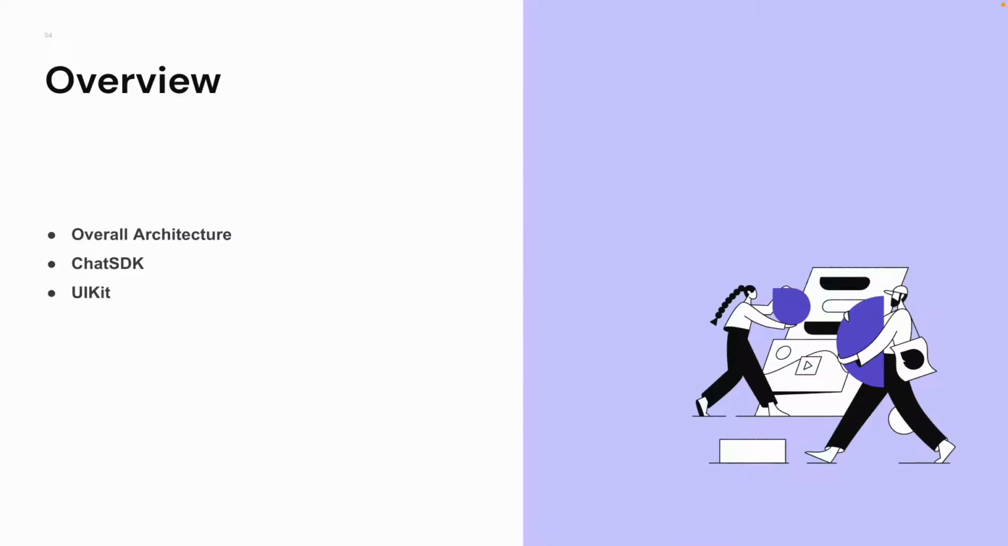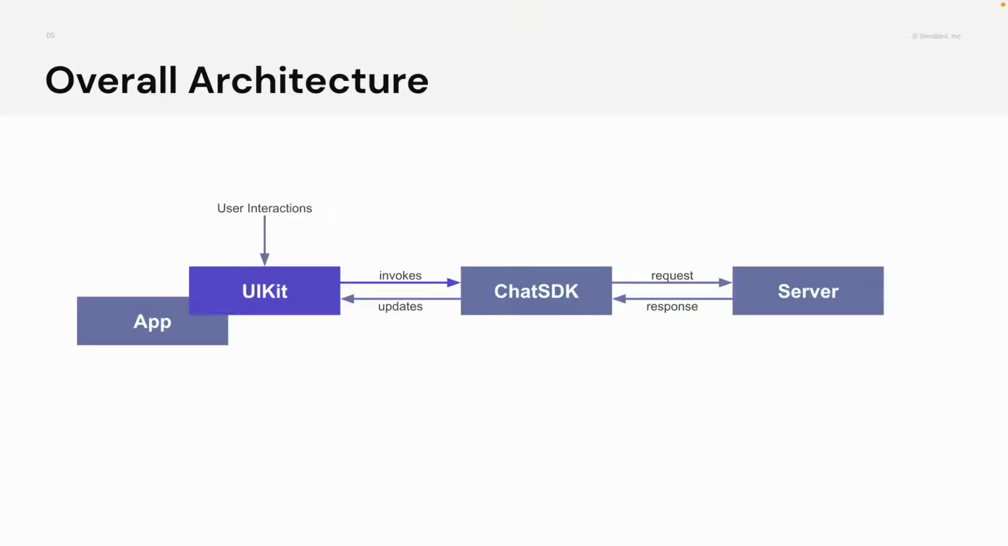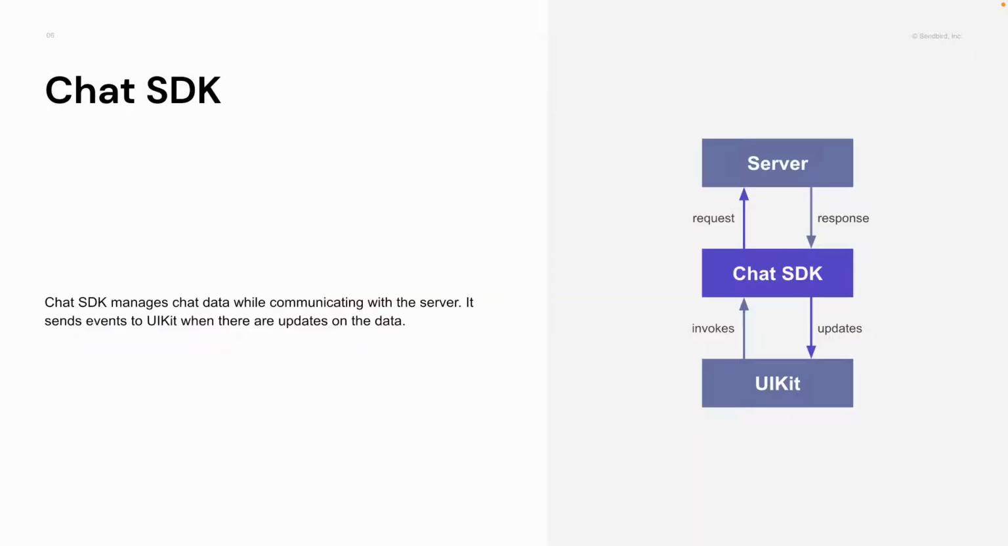In the overview of architecture section, I will introduce the overall architecture and the role of each different part. Sendbird UIKit has a dependency on Chat SDK, which communicates with the Sendbird server directly. An application uses UI elements provided by UIKit. Chat SDK manages chat data while communicating with the server. It sends events to UIKit when there are updates on the data.